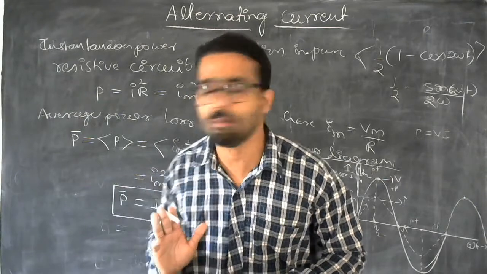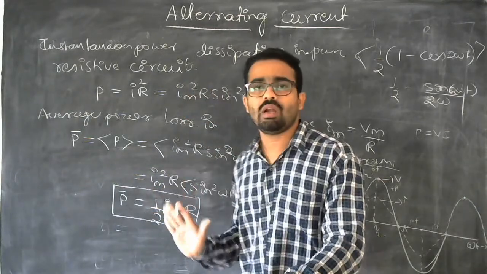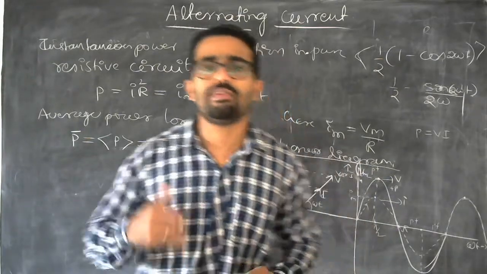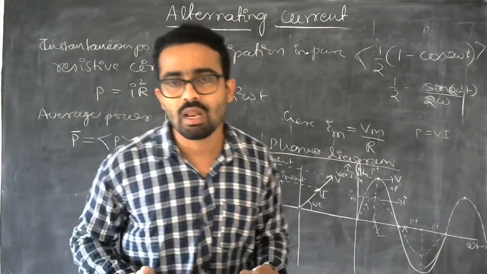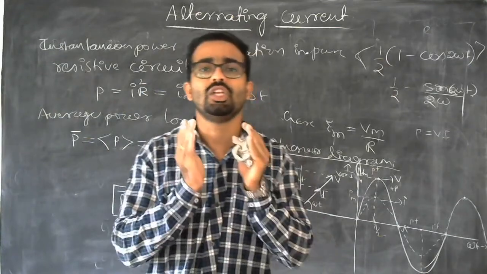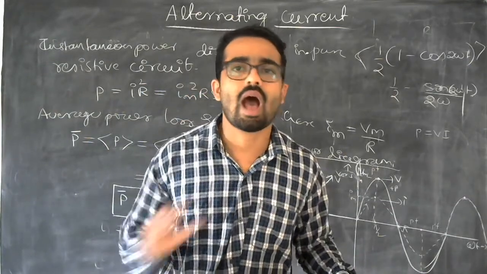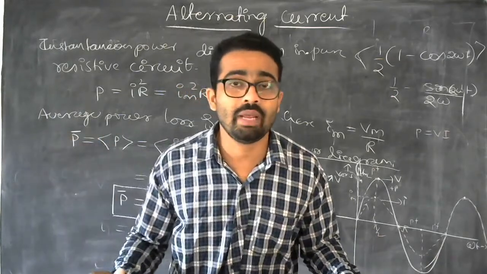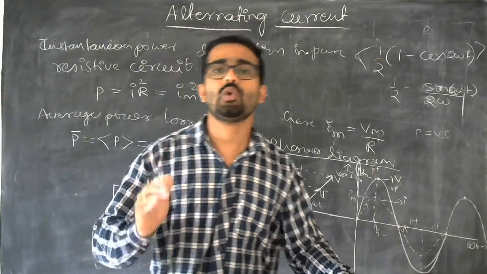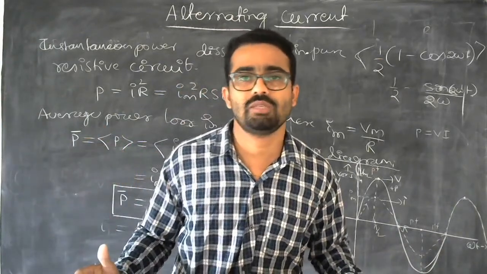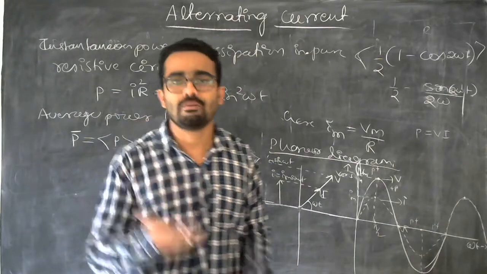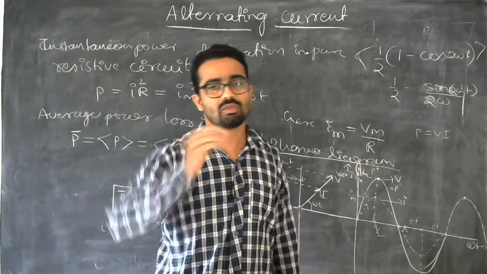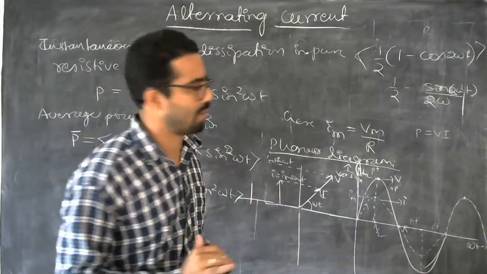I am repeating once again. Is it possible to represent the AC power in the form of DC power? Yes, it is possible by taking one new term which is called RMS. RMS current means root mean square current. RMS is a mathematical form. That is why it is called root mean square: square root of something.